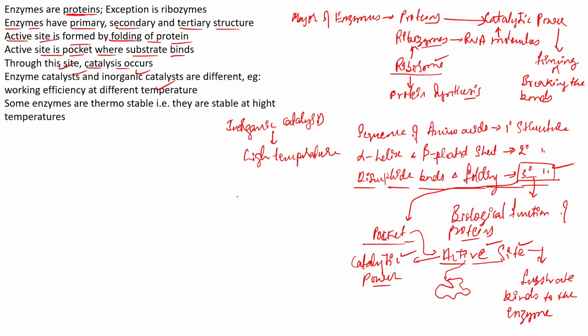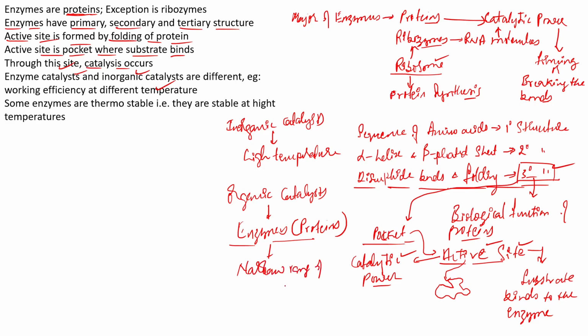But in the case of organic catalysts, mainly we are speaking of enzymes, and we know that enzymes are mainly proteins. These proteinaceous enzymes work at a very narrow range of temperature. They don't work at every temperature. At high temperature, enzyme activity is degraded or the enzyme is destroyed. So this is one drawback of protein enzymes: they work at a very specific temperature, and beyond that temperature the activity of the enzyme is lost.